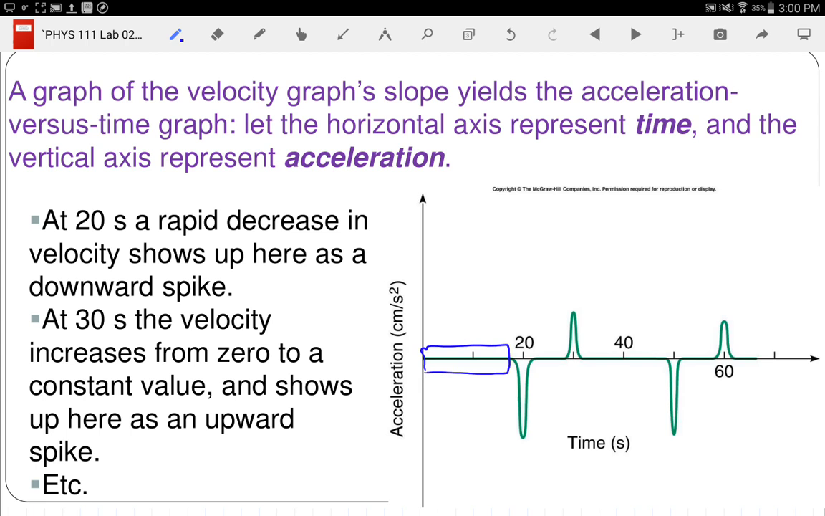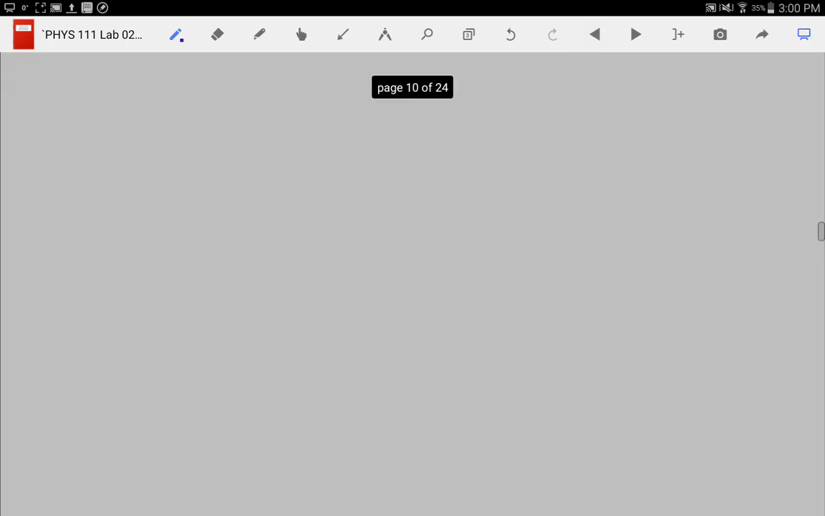What happens at 20 seconds? It slows down. Person must have braked really hard, or if they were in reverse, slammed on the accelerator. And then it goes forward at 30 seconds. They accelerate forward, and so on. So you can read this. This is actually the acceleration graph to go with it's the same graph we've been looking at all along.